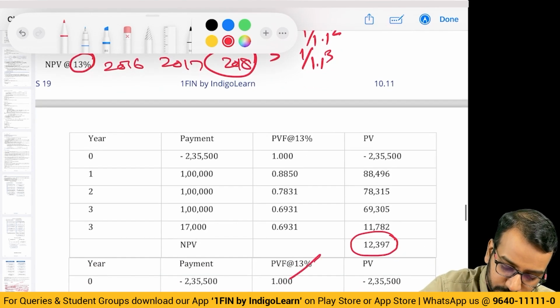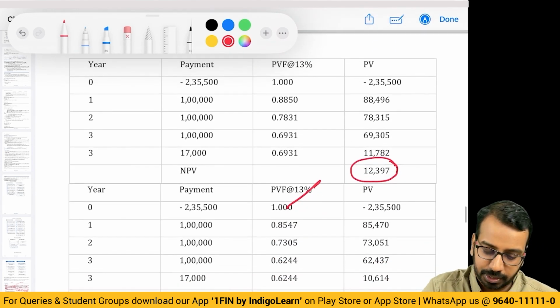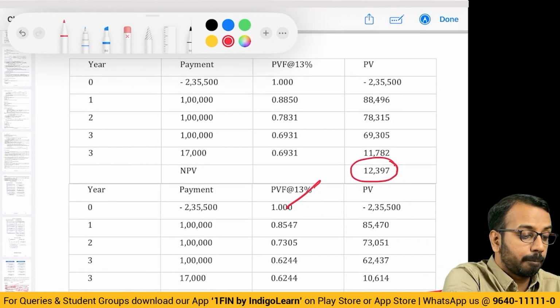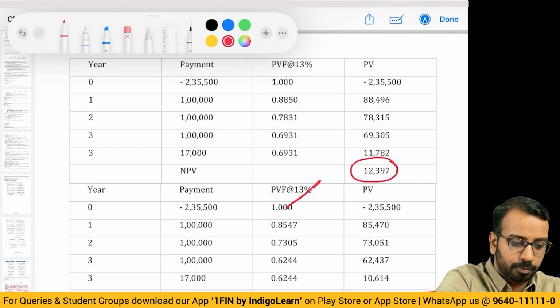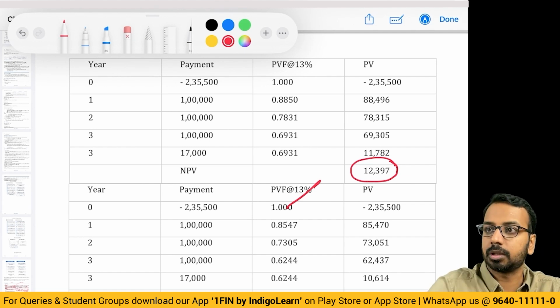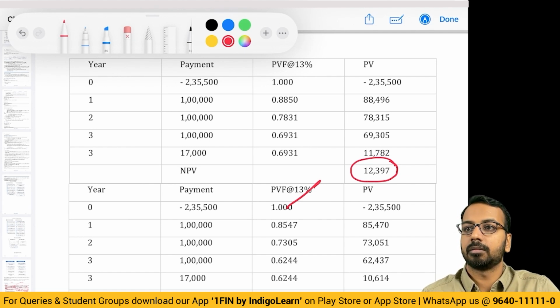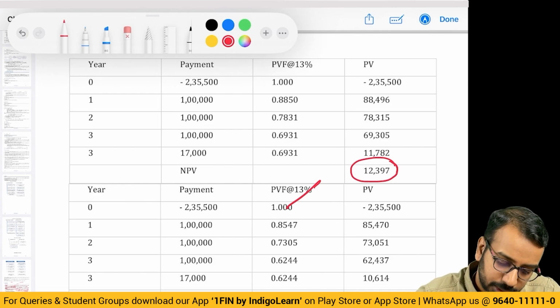I think here something is missed or something is out of the thing. Just a moment. One divided by 1.1. 0.8.